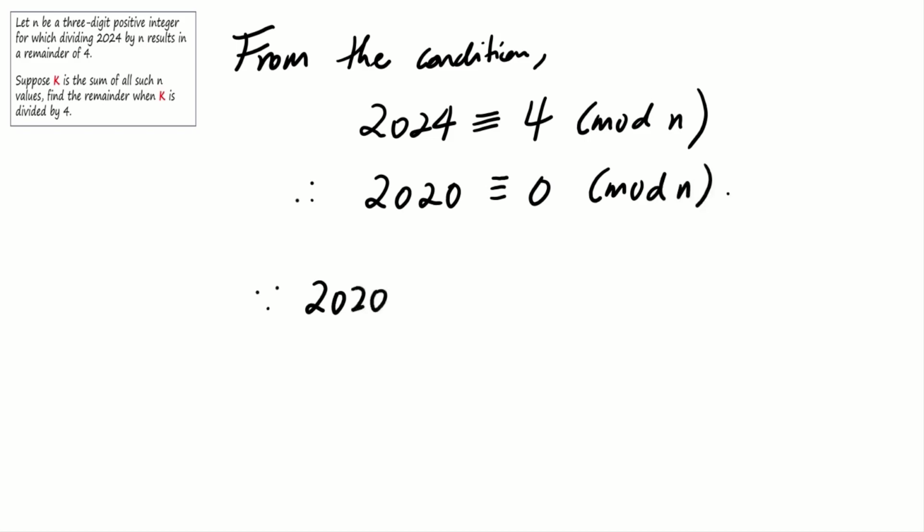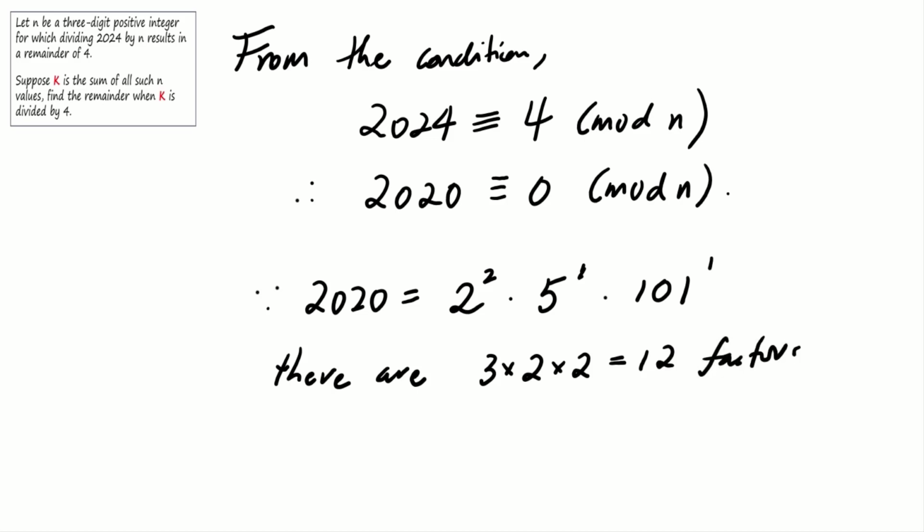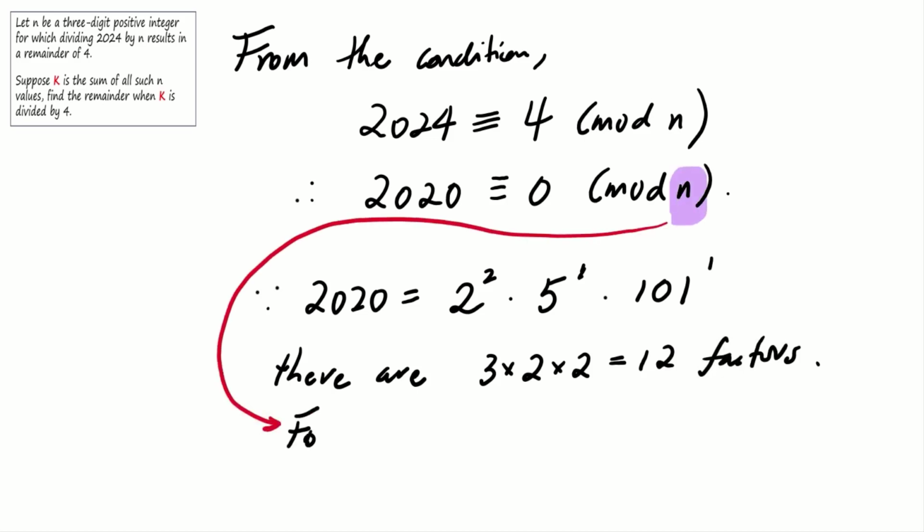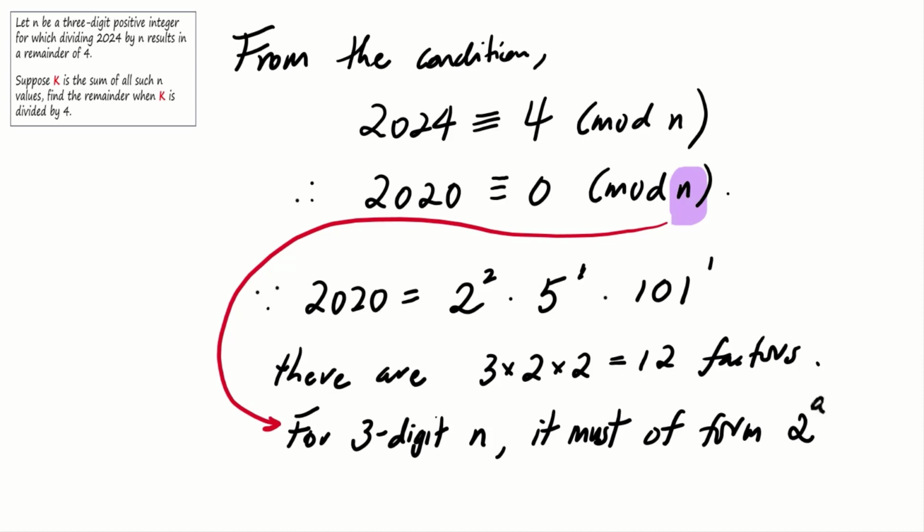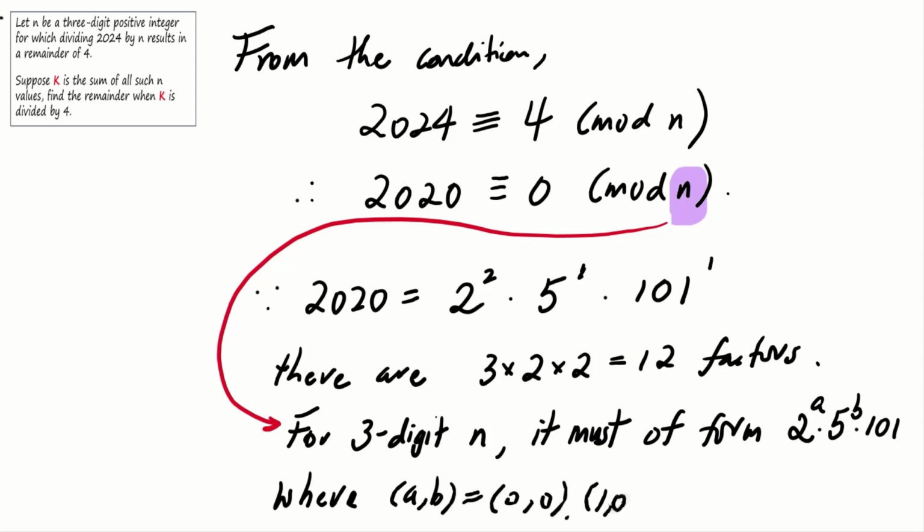Decomposing 2020 into its prime factors gives us 2 squared times 5 times 101. Thus, 2020 has 12 factors. Among these, only a few are 3-digit numbers. For a 3-digit n, it must be in the form 2 to the power of a times 5 to the power of b times 101, where (a, b) can be (0,0), (1,0), (2,0), or (0,1).